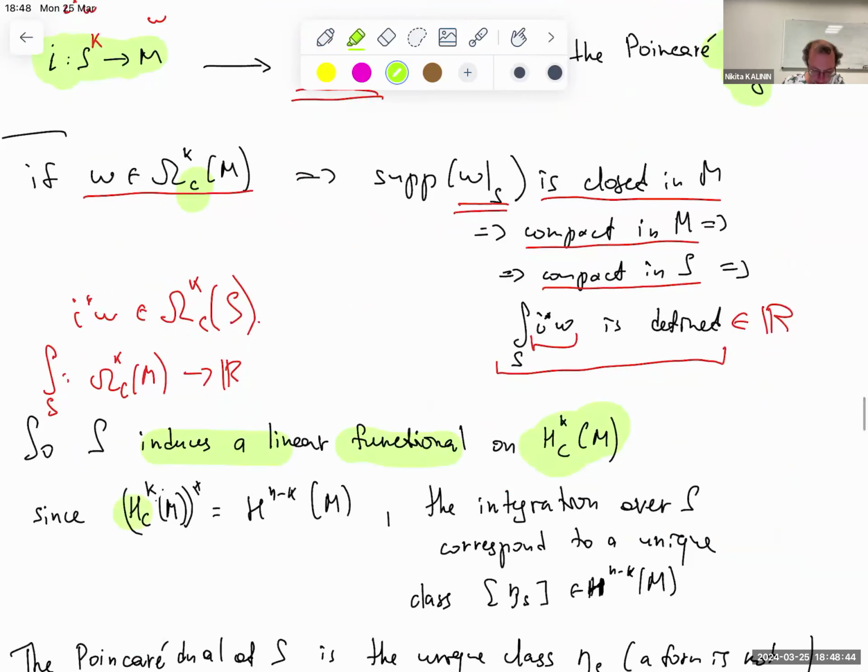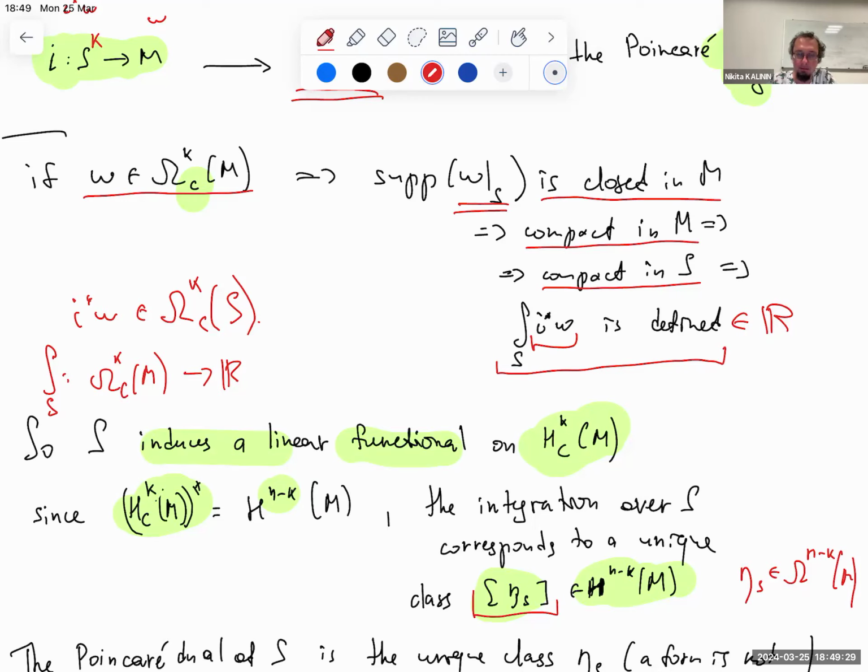And then from the Poincare duality, we know that this dual space is just the cohomology of degree n minus k. So it means that this integration over S corresponds to a unique class, which we denote by eta S, in the cohomology of M. This is up to now just a class. We don't yet know how to choose a representative form. But the notation suggests that there is some form eta S. Well, it exists, but we don't know it yet. So later we will have a discussion about that.